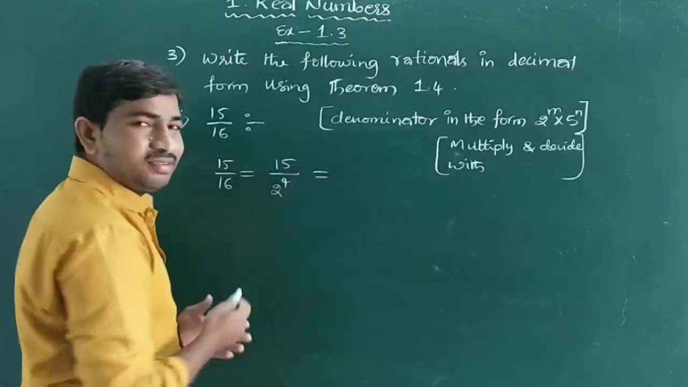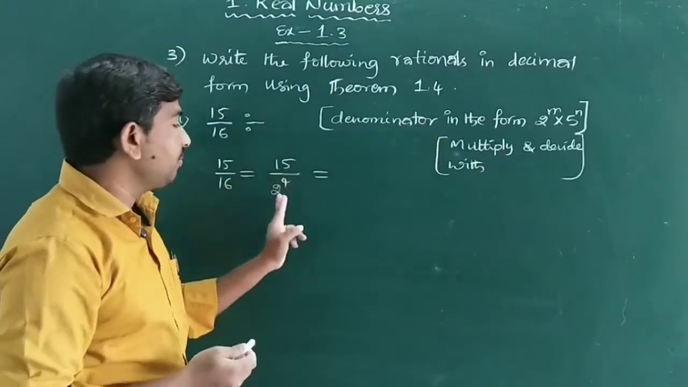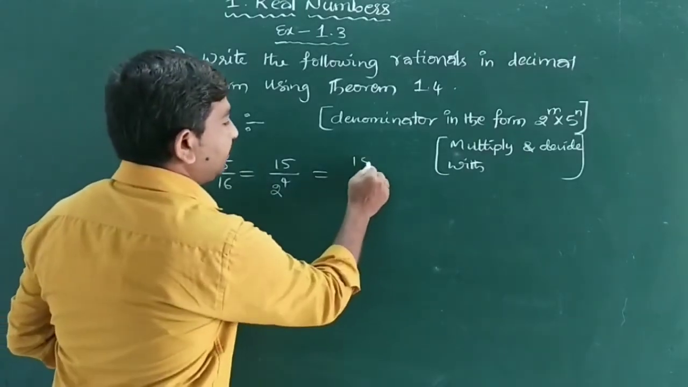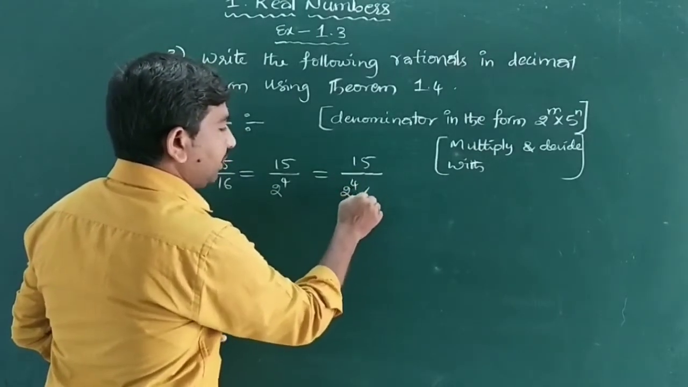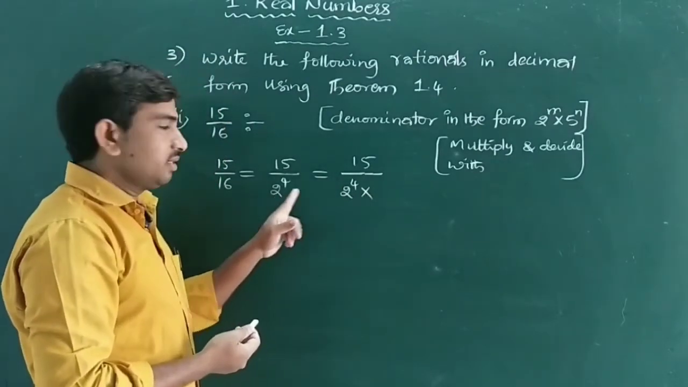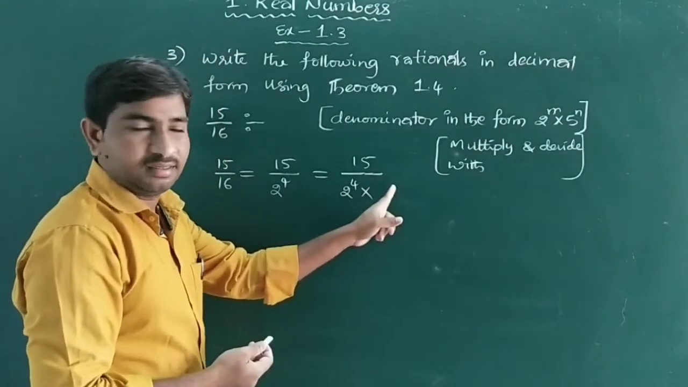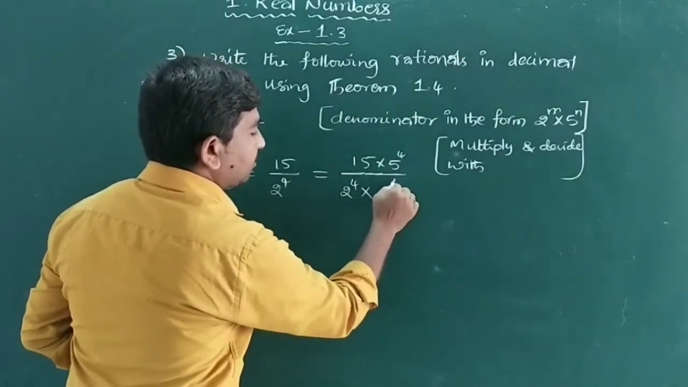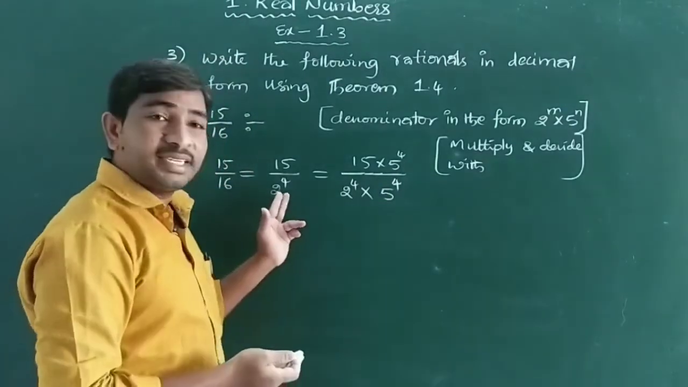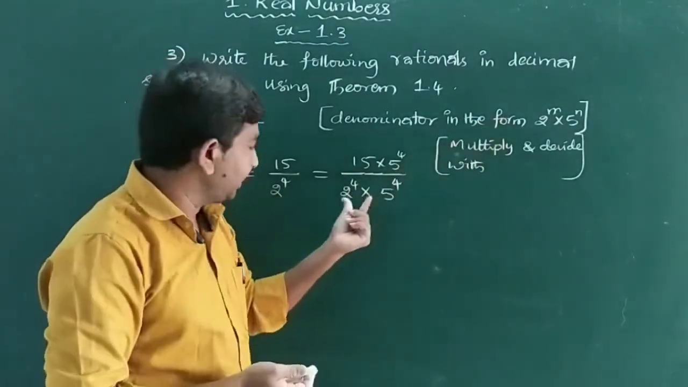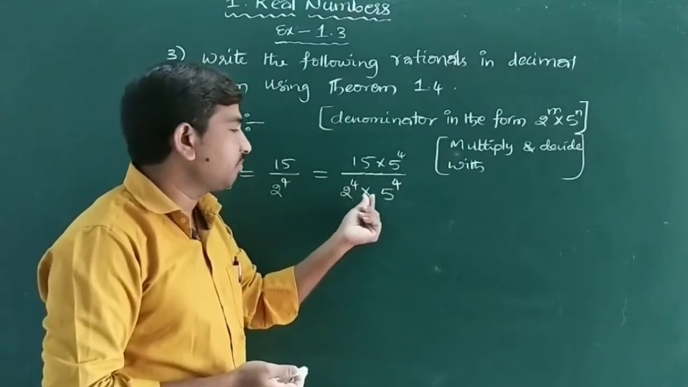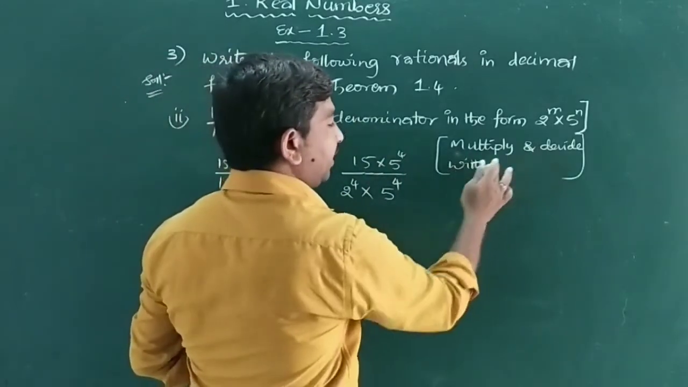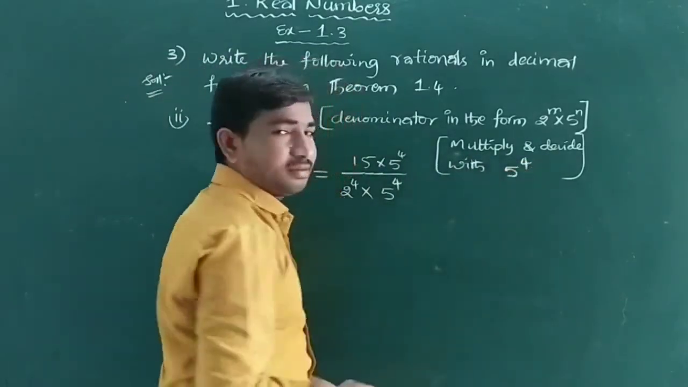Now observe the denominator: it is not in the form of 2 power m into 5 power n. 5 power n is not there here. So that's why I am taking 15 by 2 power 4 into 5 power 4. Because the denominator must be in the form of 2 power m into 5 power n, and as well the power is 4, that's why I am multiplying with 5 power 4 in the numerator and denominator.